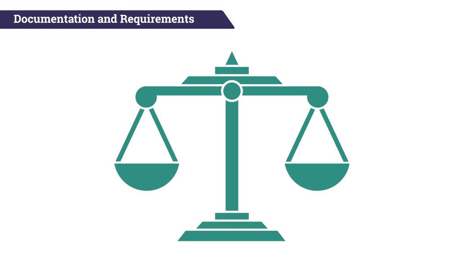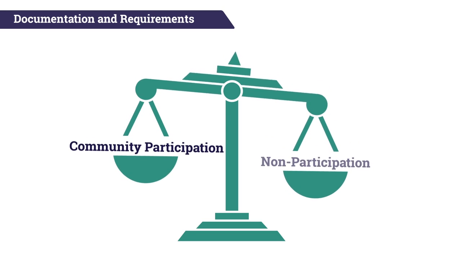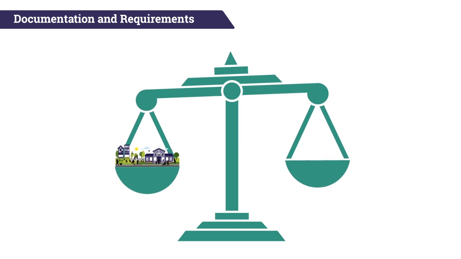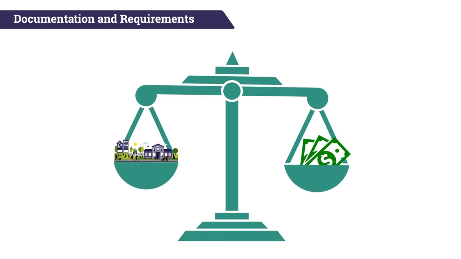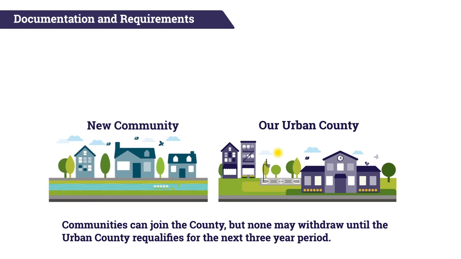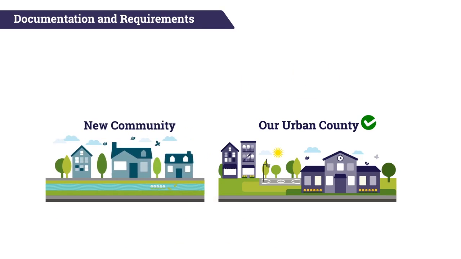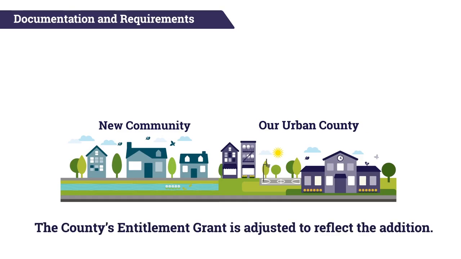As part of the requalification process, counties must balance community participation and non-participation and the potential impacts for the county, such as meeting the population threshold and maximizing grant amounts. Communities can join the county, but none may withdraw until the urban county requalifies for the next 3-year period. When new communities join the urban county, the county's entitlement grant is adjusted to reflect the addition.